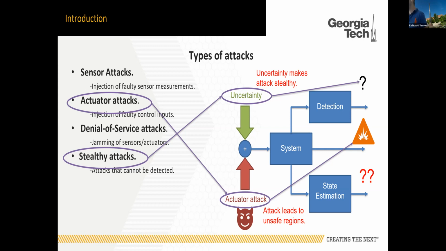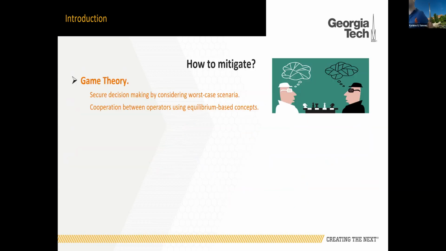Okay, so by being stealthy, the attacker can potentially give us the wrong state. Let's say, for example, instead of controlling the system, we just want to do state estimation. So I want to estimate the state of my system. Okay, so how can I mitigate these scenarios though?